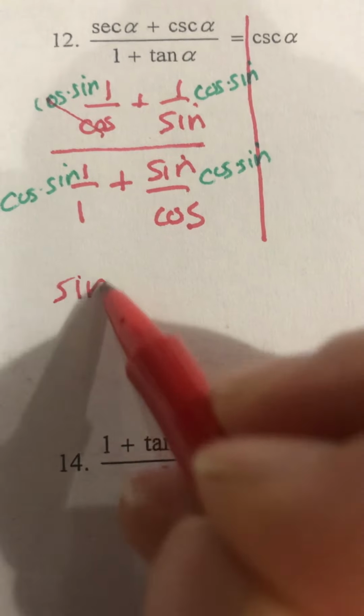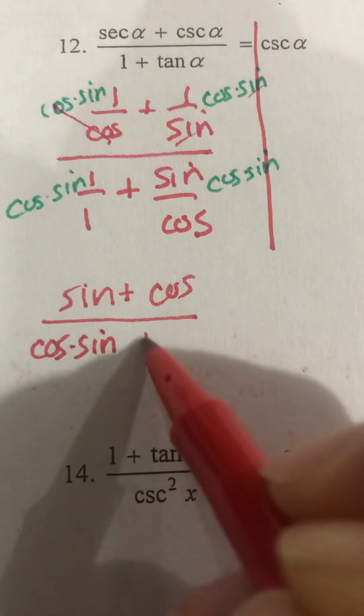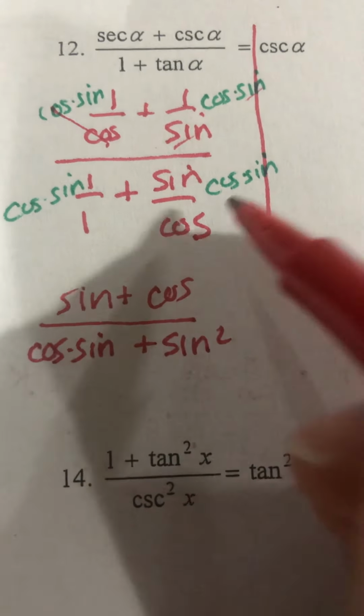I'm getting a little nervous here. And here I have cos sine, right, plus sine squared. Oh, I see it.